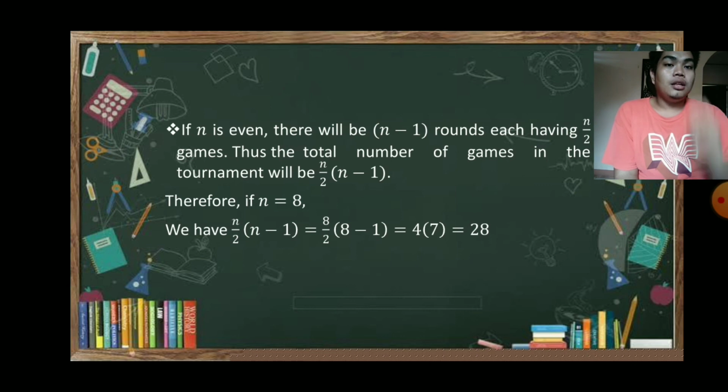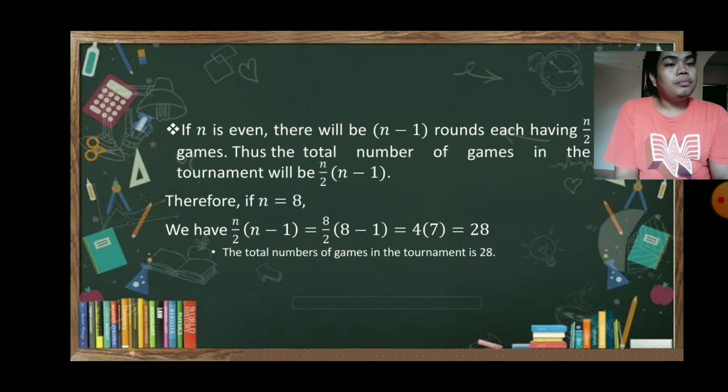Substituting the value of n, n over 2 times the quantity of n minus 1 is equal to 8 over 2 times the quantity of 8 minus 1, which is equal to 4 times 7, which is equal to 28. Therefore, the total number of games in the tournament is 28.